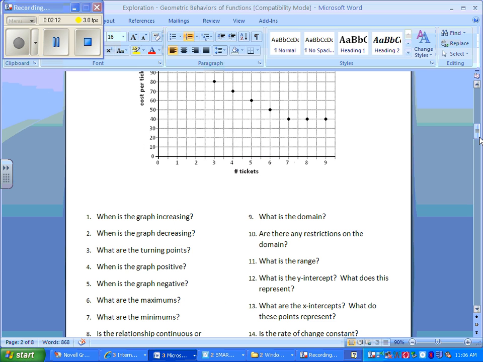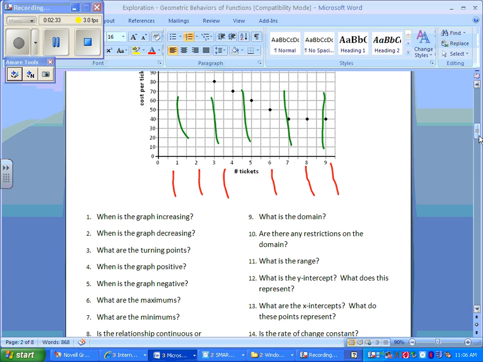Number 4. When is the graph positive? Remember, it's positive if it's above the x-axis, above the 0 on the x-axis. So always? Yeah, it's always positive. This means it's positive. If it were below, then it would be negative. So, when is it positive? Always. When is it negative, Steve? It's never negative.